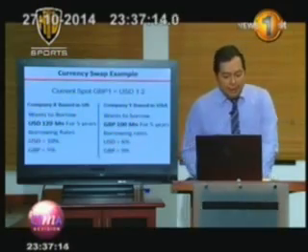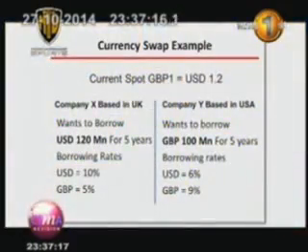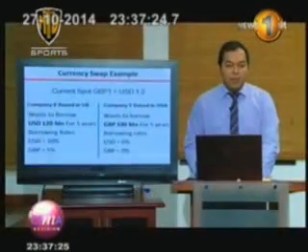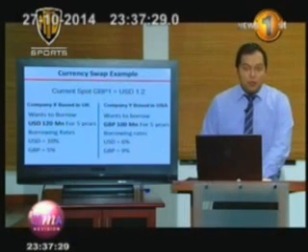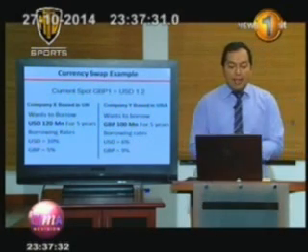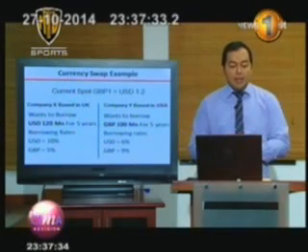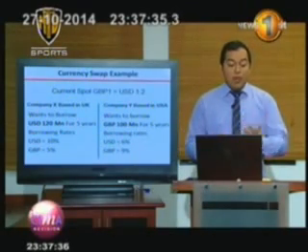We will assume that there are two companies, X which is based in the UK and Y which is based in the US. X wants to borrow $120 million for 5 years, whereas Y wants to borrow 100 million pounds for 5 years. What are the borrowing rates in the US and in the UK?